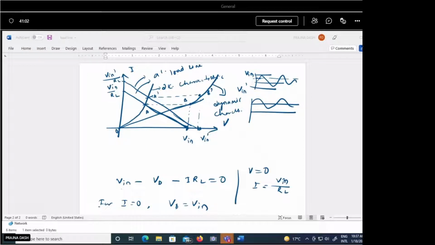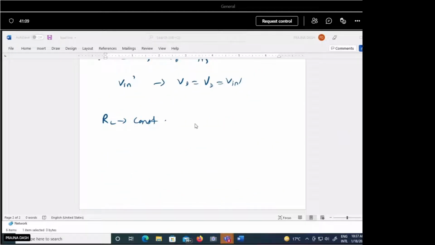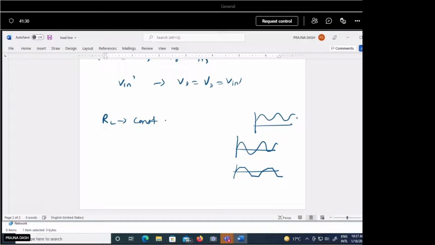If the diode is used in wave shaping circuits, like clipper or clamper circuits, suppose this is the waveform and we want to change it to this kind of waveform. For some applications, you want to clip off some portion of the waveform, or shift the signal to a different DC level. In all these cases we are using the AC signal. So the AC load line and AC or dynamic characteristics have more importance in this VI characteristics and load line analysis.